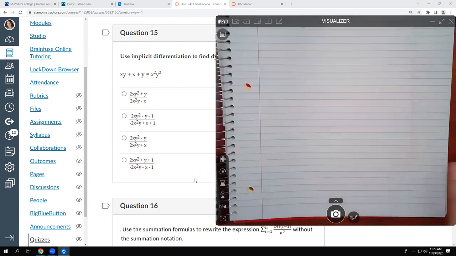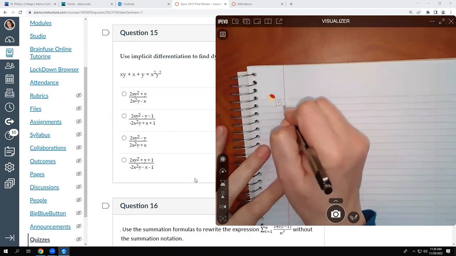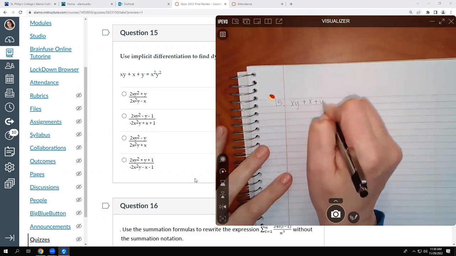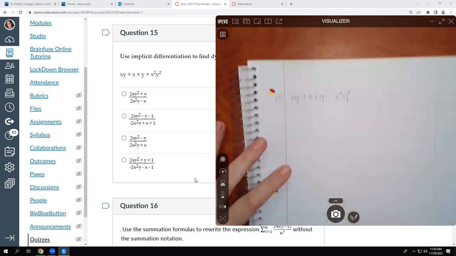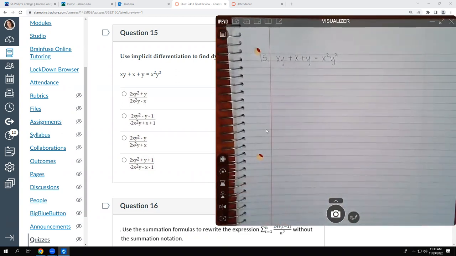Okay, let me go to number 15. This one's a little bit more complicated. And the reason why it's more complicated is because you're multiplying x's and y's together. And any time that you're multiplying x's and y's together, you have to use product rule. Okay? You do not have a choice.